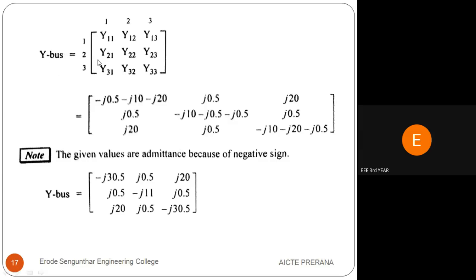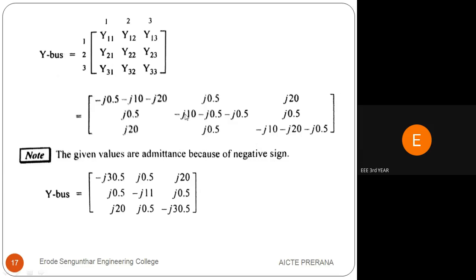Then go to the next term, that is y21. The y21 value will be equal to y12. So for y21, I am taking the same value. The y12 value, j0.5, is considered as j0.5. I am taking the same value.